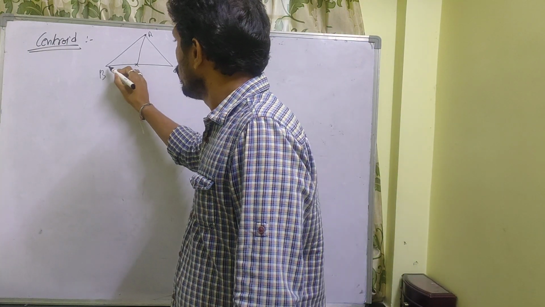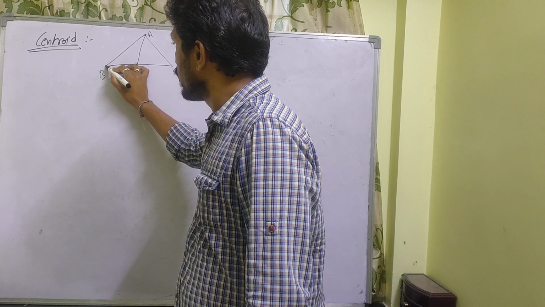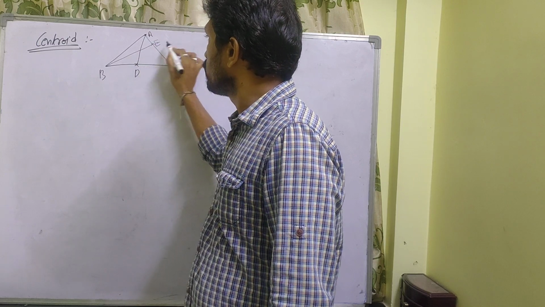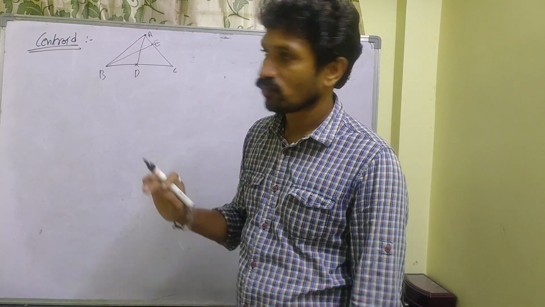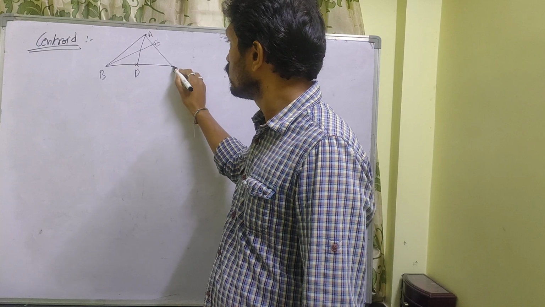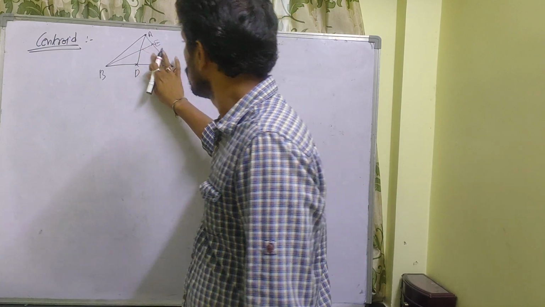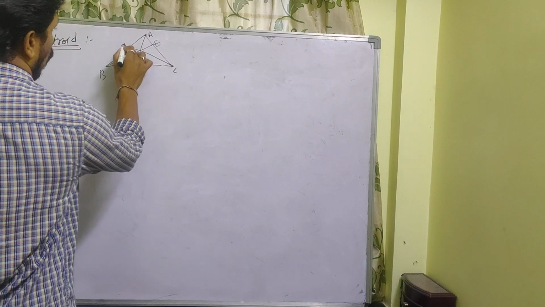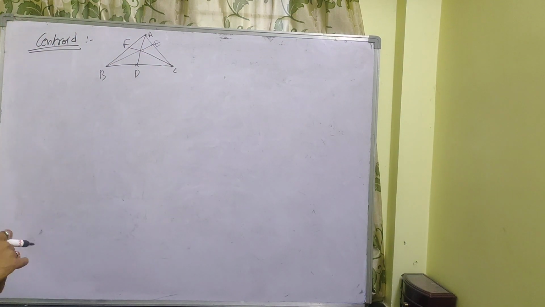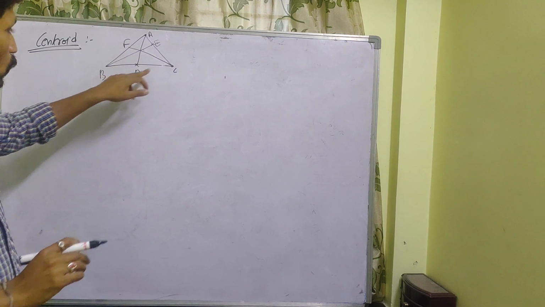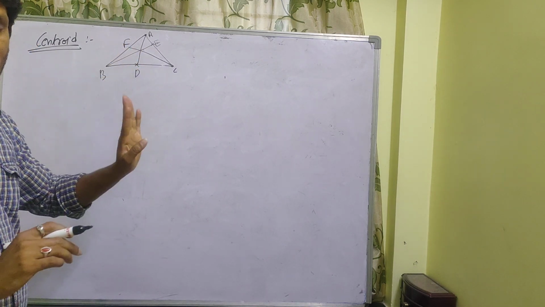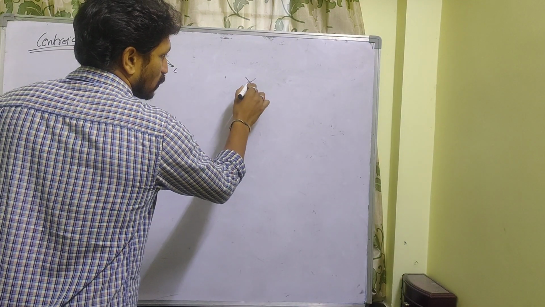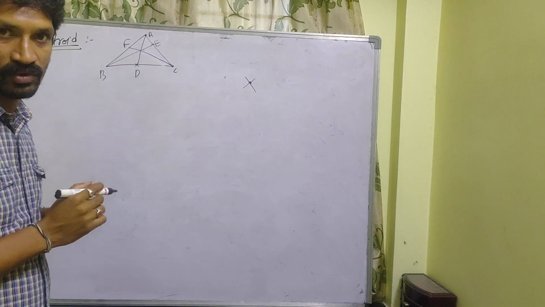And if you take one more line segment like this from B, this is also the midpoint of side AC, E. If you take one more median from C, this is also the midpoint of side AB, F. So how many medians can we draw? 3 medians. Whenever two lines are intersecting, that is called the point of intersection.